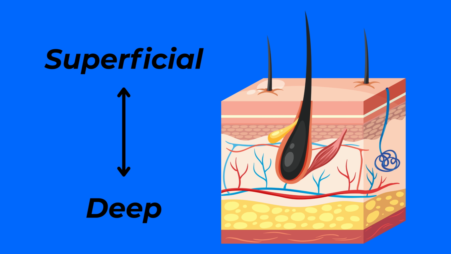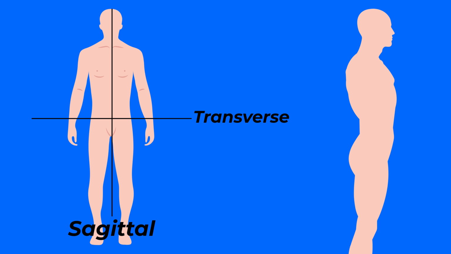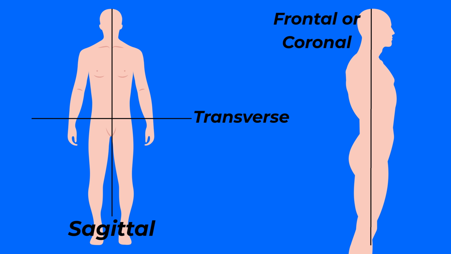Now let's go through a variety of planes. The first one is going to be the transverse plane. That's going to create a top and a bottom. Our next plane is the sagittal plane, creating a left and a right. And our final plane is going to be the coronal or frontal plane, and that is going to make a front side and a back side.